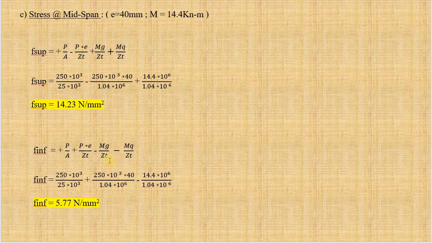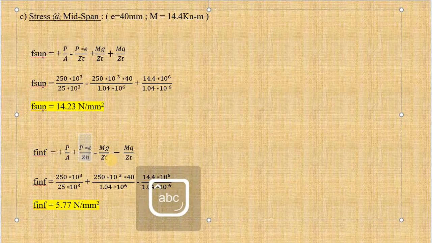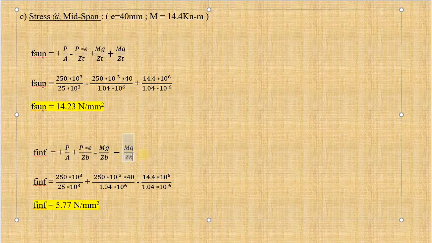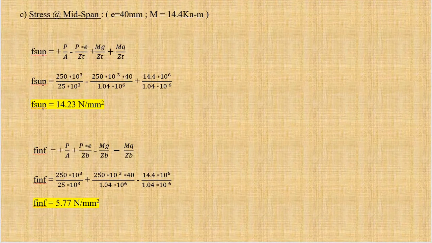Here be careful with the signs. When the third and fourth terms are put together, we will get it as minus M by Z. Here also it is directly Z. Okay, we will get F inferior as 5.77 Newton per mm square.